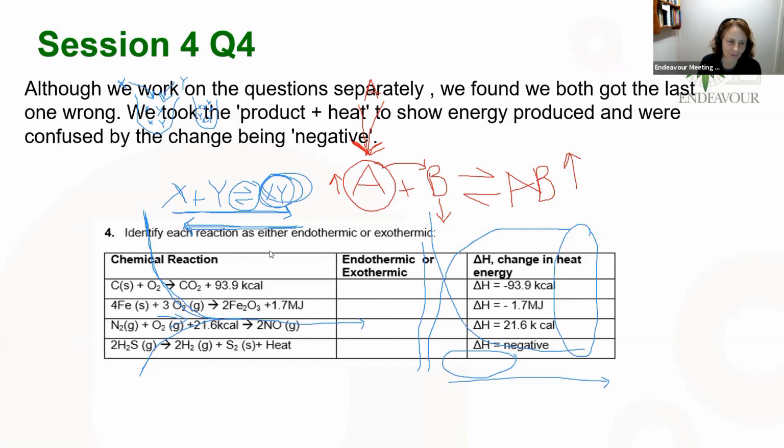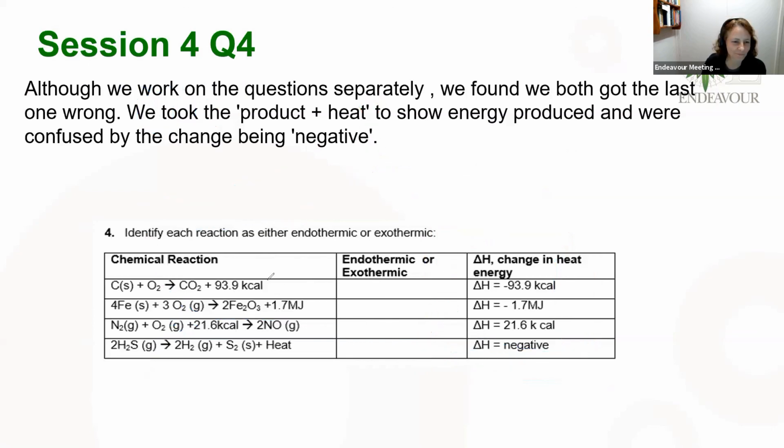So then we have this question. Identify each reaction as either endothermic or exothermic. To determine if something's endothermic or exothermic, you need to have a little bit of information. You can see it could be that it says the plus 93.9 kilocalories, so it actually can give you an idea of the amount of energy. Or it could just be that it uses this term heat.